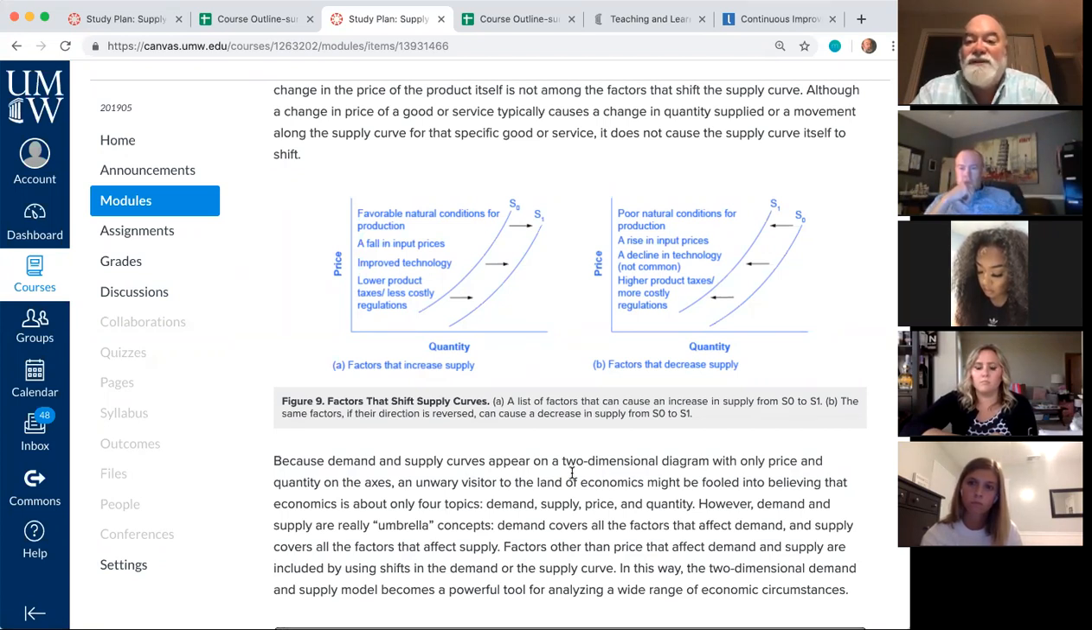Anybody have questions? Yes, of course you do. So for the consumer and producer surplus, that whole math and trying to read those graphs, is that going to be something that's prevalent? Short answer, no. Long answer, it's really easy.